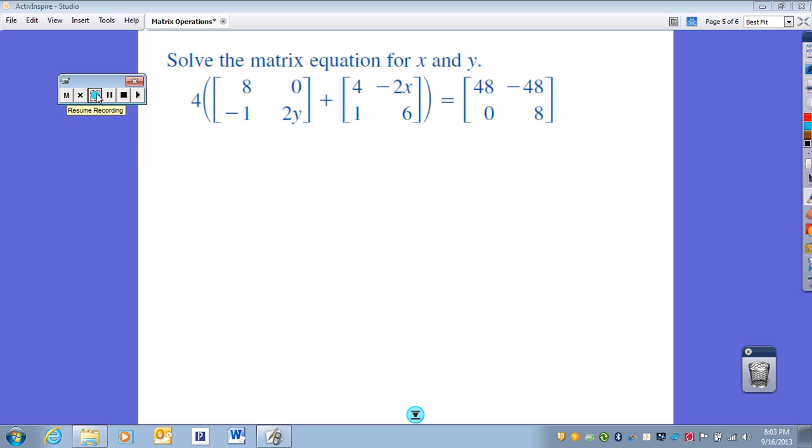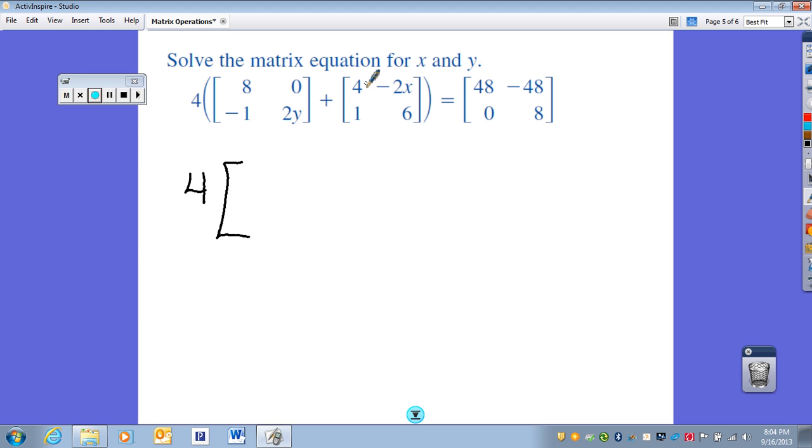In our next example, we want to solve for the variables x and y. And to do that, we perform the operations and then we'll solve. So the first thing we need to do is to go inside the parentheses and add these two matrices together. First, taking a look at their size. They are 2 by 2s, and so we can add them together.